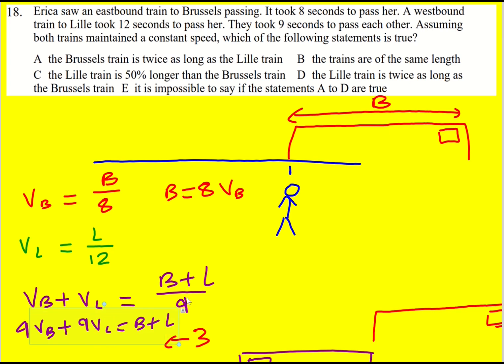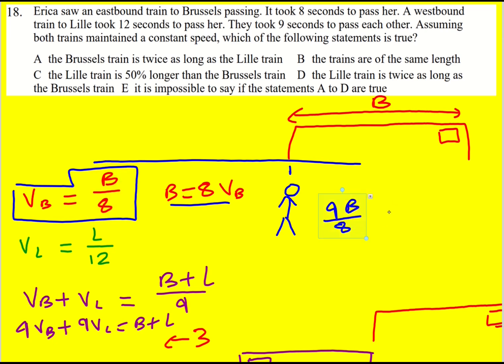And then I'm going to sub in, because I want B and L, I'm going to sub in for VB and for VL. Okay, so although I wrote that one down, I'm not going to be using it. I'm going to sub this in. So 9B over 8 plus 9VL, so that's 9L over 12, is equal to B plus L.